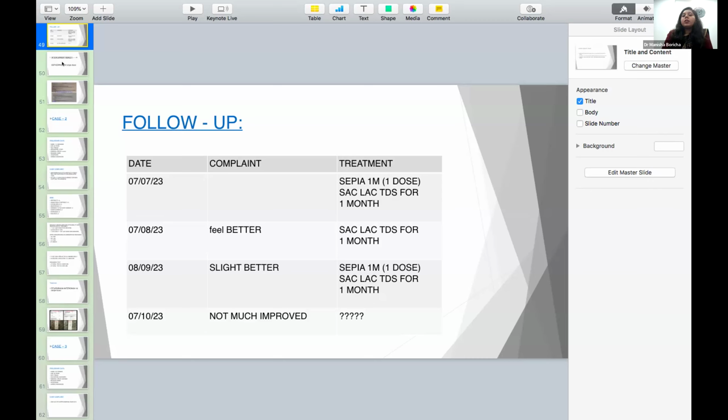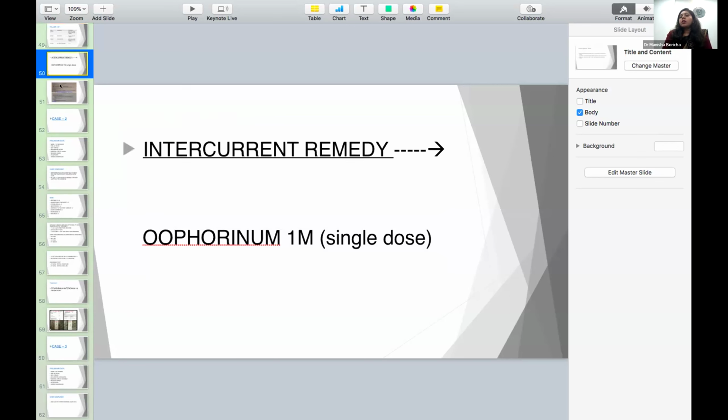After the 8th September, she feels slightly better. Again I repeat Sepia 1M with Sac lac TDS for 1 month. On the 7th October, she feels not much improved, and I am not satisfied with the treatment. Next one. So I go with an intercurrent remedy, Folliculinum 1M single dose, in between there is Sepia.